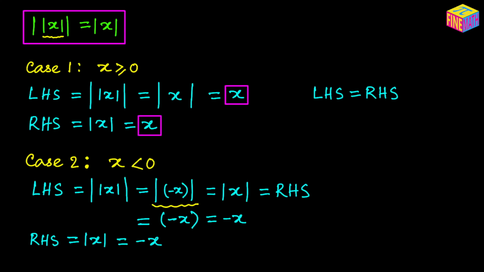So here again, you can clearly see that the left hand side and the right hand side, they both look equal. So finally, we can say, well, in case 2 also, we have LHS is equal to RHS.